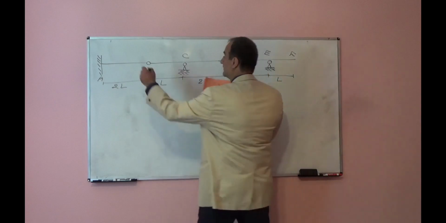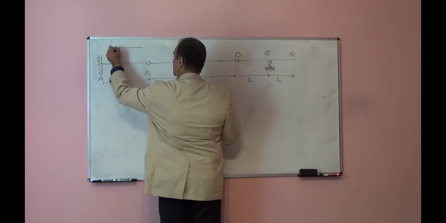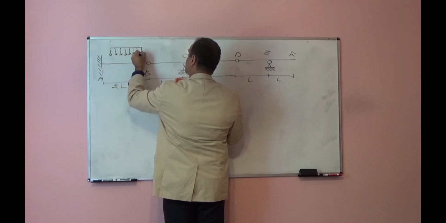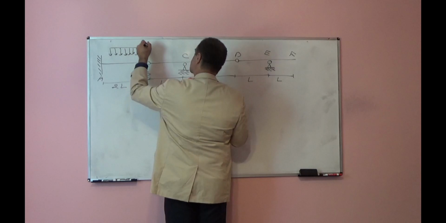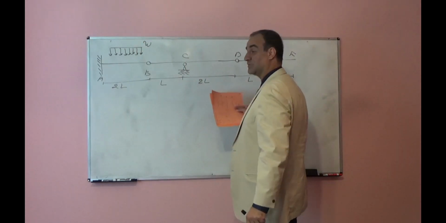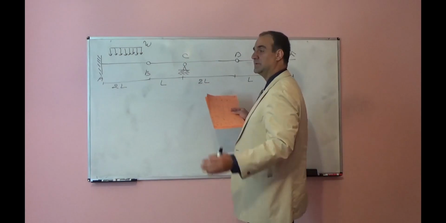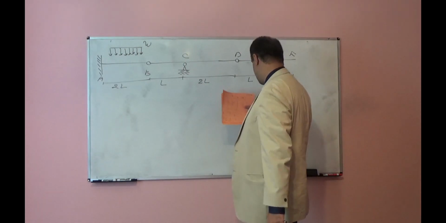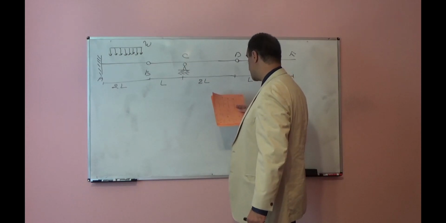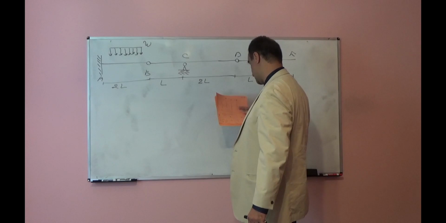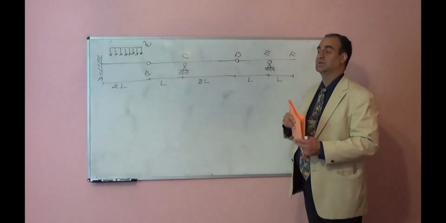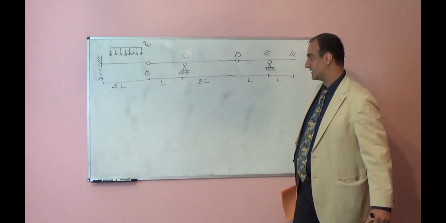We have one moving load. The intensity of the load is W, a uniformly distributed load. But the length of this load is variable; it can have any length. So where should we put this moving or traveling load in order to have maximum moment at support A?